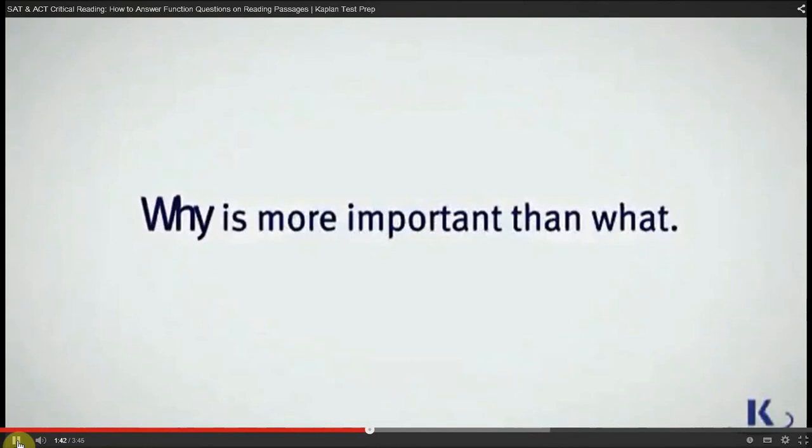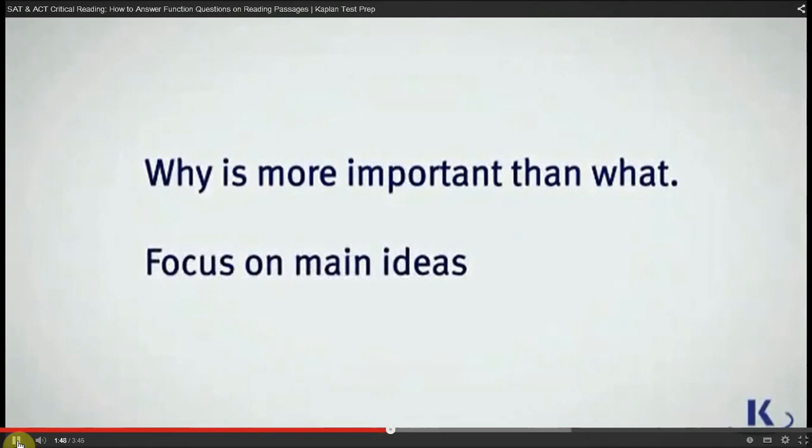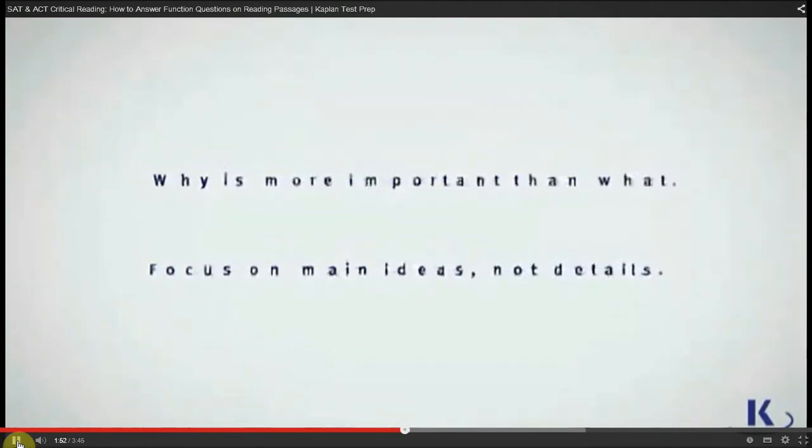The first step in answering them is to read and map the passage. As you do this, remember that why is more important than what. Also, keep your map focused on the main idea or purpose of each paragraph rather than the details. After you've completed your passage map, read the question stem. To determine the function, you'll usually have to go back to the passage and reread the surrounding lines.